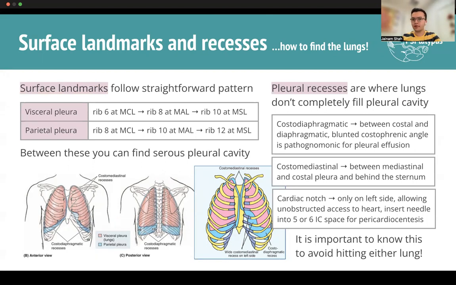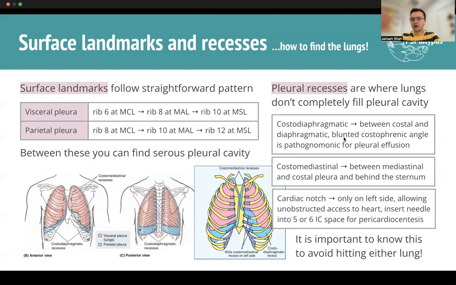There are 3 main places that you'll need to know. Not really 3 because some of these are paired, but 3 main areas, or words, that you should be familiar with. The most important one would be the costodiaphragmatic, and we sometimes refer to these as the angles when you look at them on X-ray. This is between the costal and diaphragmatic reflections.